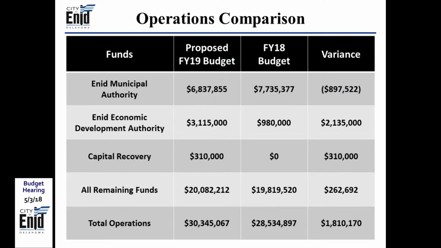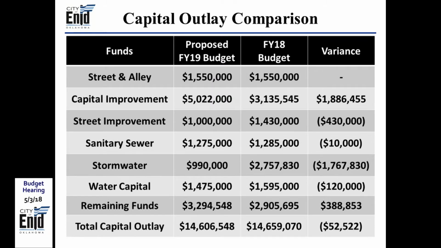Here are the capital recovery expenditures that I just mentioned that match those revenues on the previous slide, and then all the remaining funds, you can see we have an increase of $262,000. So we talked about capital outlay. You'll see all of these are the capital improvement plan funds, which we'll hear all about on Monday. But it's really just depending on what projects get the priority. And so as we go through and talk about each of those, you'll see some of the reasons why those went up and down based on priorities.